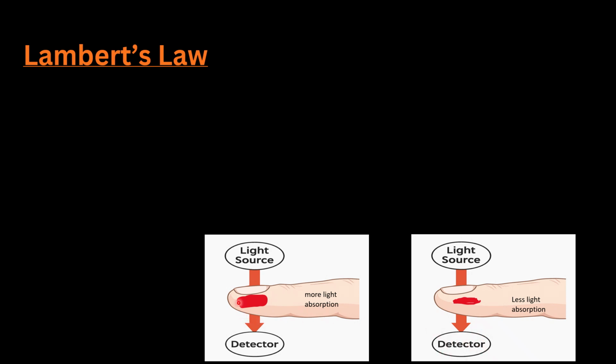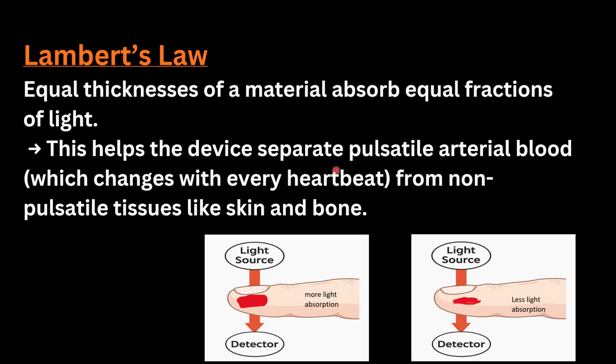The thickness of blood flowing through an artery varies with each heartbeat. During contraction, more blood flows through the artery, and during relaxation, less blood is flowing through the artery. So this helps the device to separate the pulsatile arterial blood from non-pulsatile tissues like skin and bone, because the thickness of skin and bone is not going to change, whereas the thickness of blood in the artery is going to change. That helps in differentiating the arterial blood from other things like skin and bone.